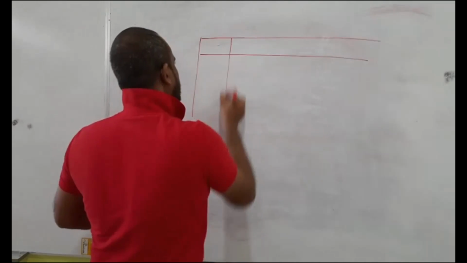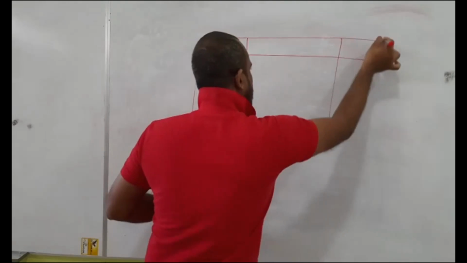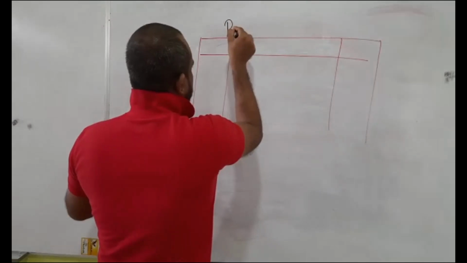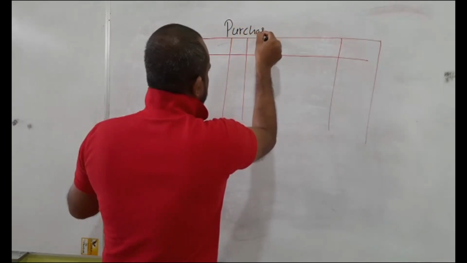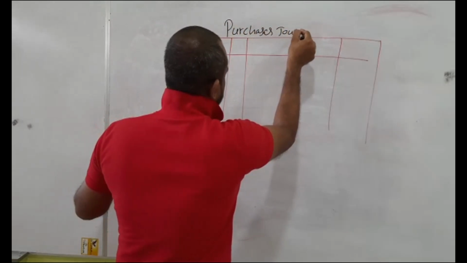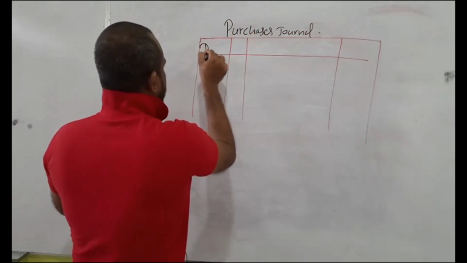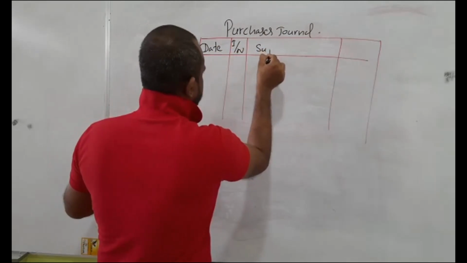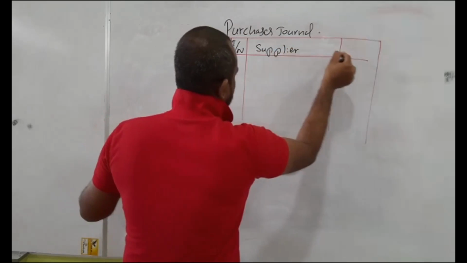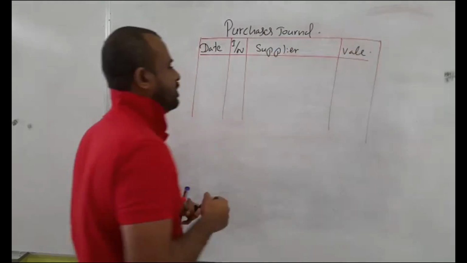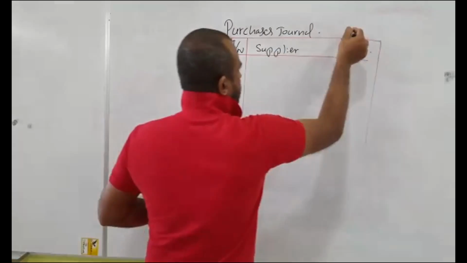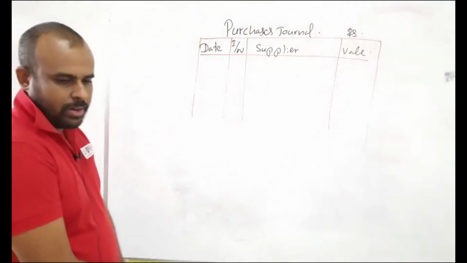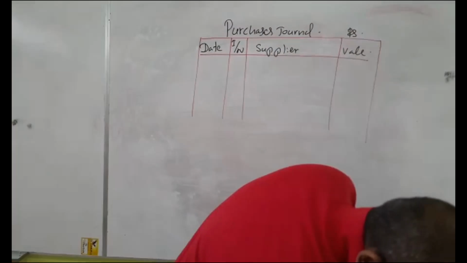What information are you supposed to have there? Purchases journal. You get the date, invoice number, supplier, and the value. Right? We'll do the cash in rupees. Right. So that's the format of the purchases journal. Right. What's the first question?